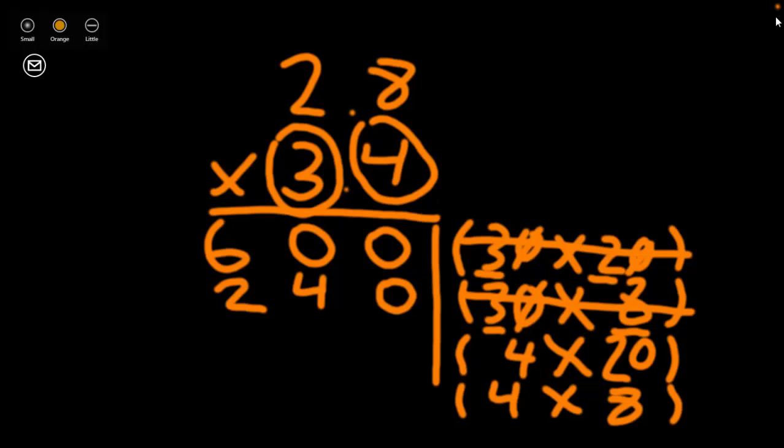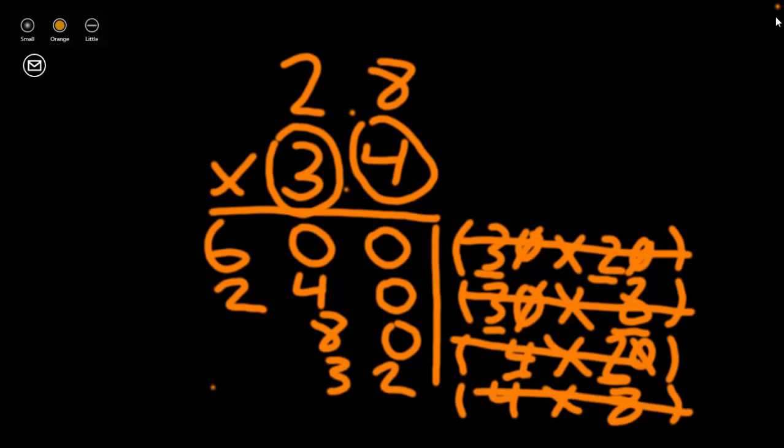4 times 20 is a little bit of a difficult problem, so we're going to focus on our simple problem first. 4 times 2. And we know we're adding 1 zero in, so let's add our 0 in first to keep our columns lined up. 4 times 2 is 8, so 4 times 20 is 80. Our last problem is 4 times 8. 4 times 8 is 32. We've done all of our problems now, so I'll cross them all out.